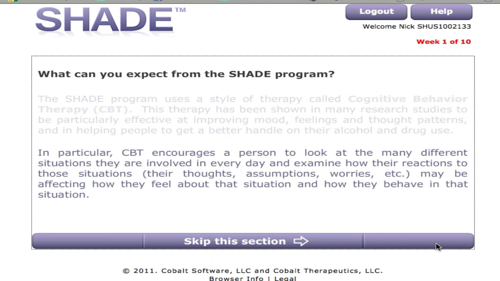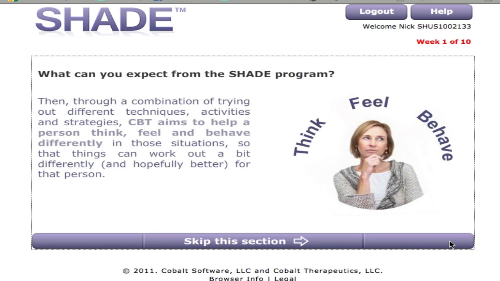In particular, CBT encourages a person to look at the many different situations they're involved in every day and examine how their reactions to those situations, their thoughts, assumptions, worries, etc., may be affecting how they feel about that situation and how they behave in that situation. Then, through a combination of trying out different techniques, activities, and strategies, CBT aims to help a person think, feel, and behave differently in those situations, so that things can work out differently and hopefully better for that person.